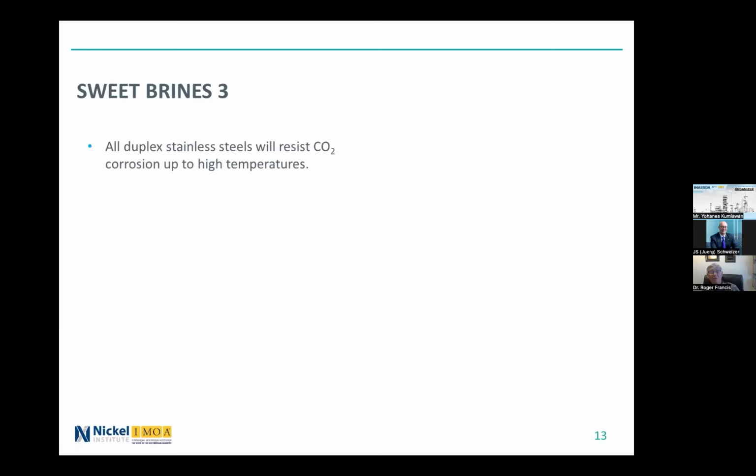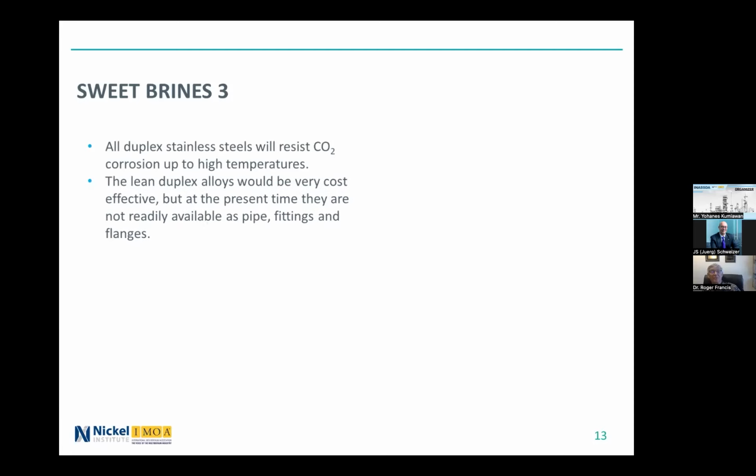So all duplex stainless steels will resist CO2 corrosion up to high temperatures. The lean duplex alloys would be very cost effective. I haven't shown them on my earlier slide, but the lean duplex alloys have less molybdenum and nickel than 2205. They are a similar price to 316L or even lower cost. But the trouble is they're not readily available as pipes, fittings, and flanges. They tend to be used for vessels.